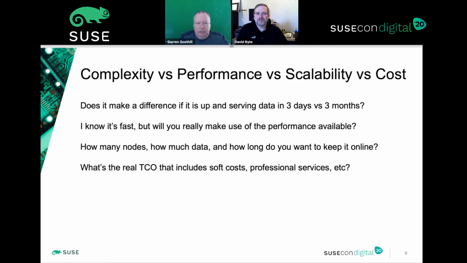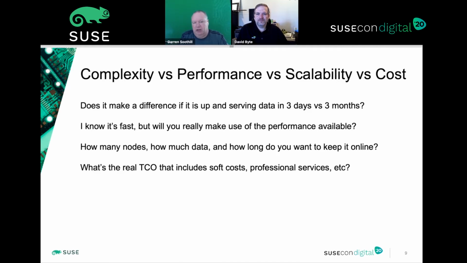And then you get into the complexity versus the performance, scalability, and cost. So that's really where you start to get into some of the challenges when you're trying to put a solution together. Does it matter that it's up and serving data in 3 days or 3 months? And that's down to some of the complexities of the software that you're trying to deploy. At the end of the day, the easiest way to deploy storage is you just plug disks straight into a server. But that doesn't share it.